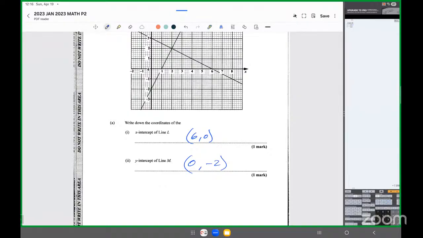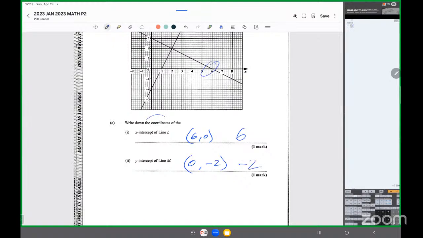All right? On the x-axis, the y value is 0. See, the y value is 0. On the y-axis, the x value is 0. See, the x value is 0. The question says coordinates, and we put both of them. You can't put 6 for this one, and you can't put negative 2 for this one.